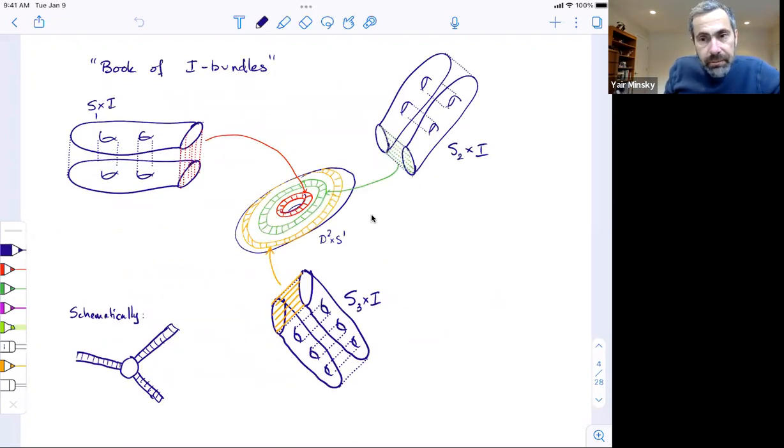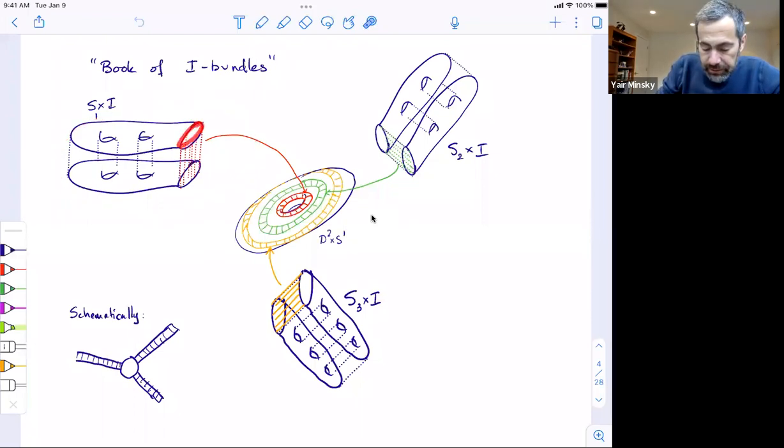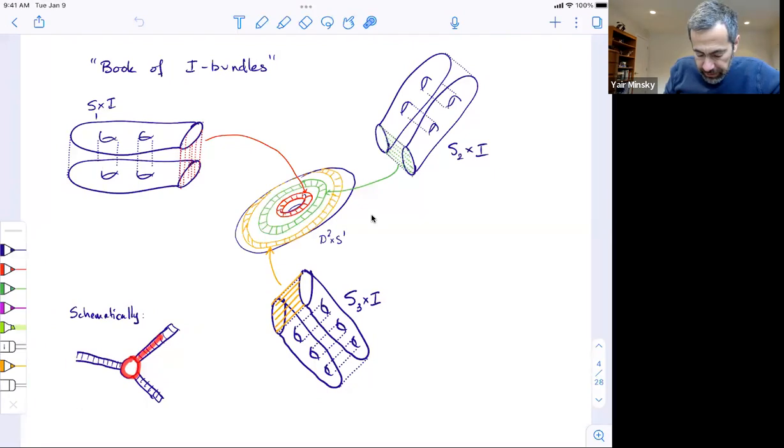A slightly more complicated one is a book of I bundles, in which you take a bunch of, so here's an I bundle, except that it has a boundary. The surface has a boundary, so there's an annulus in the boundary of the I bundle, which is important. You take several of these and glue them together by taking the annuli and mapping them onto the annuli in the boundary of a solid torus. And I color coded it so you can see what I mean. I'll try to mostly stick to these schematic pictures where you see this is the solid torus and these are the I bundles, just because it's easier to think about what's going on. So that's a book of I bundles.